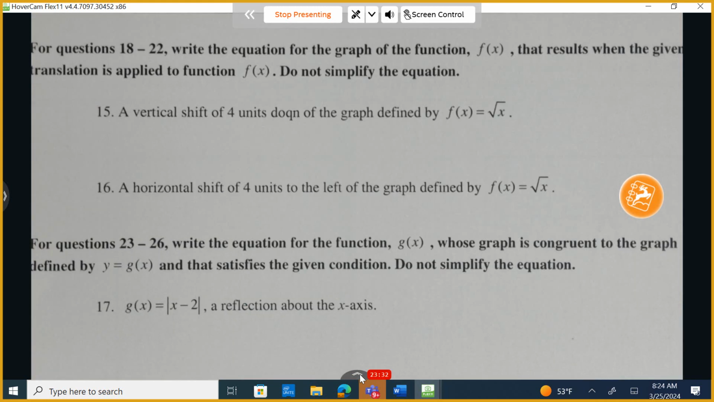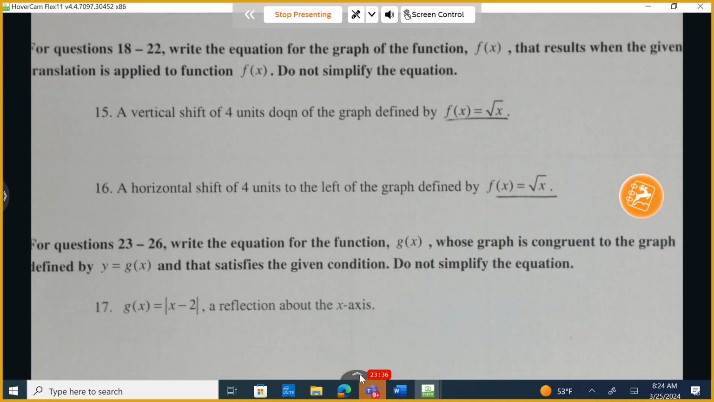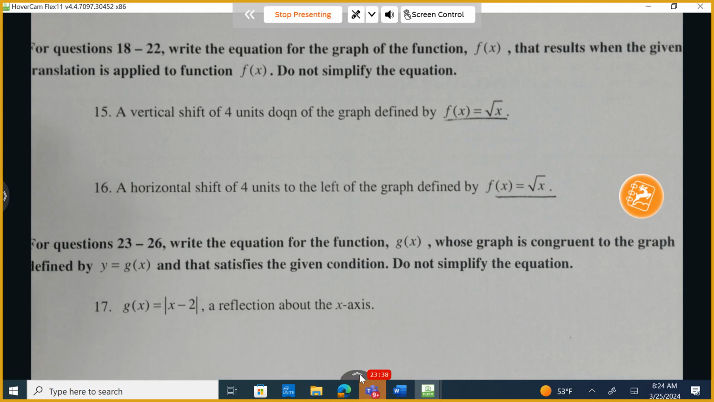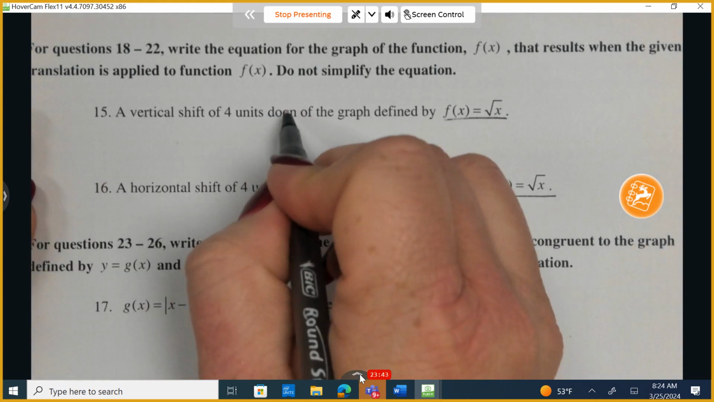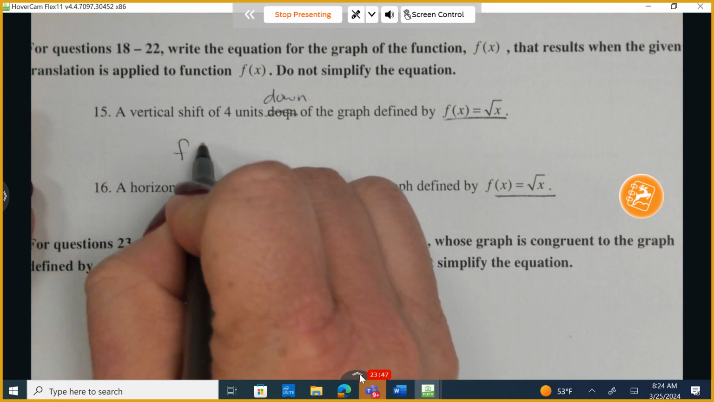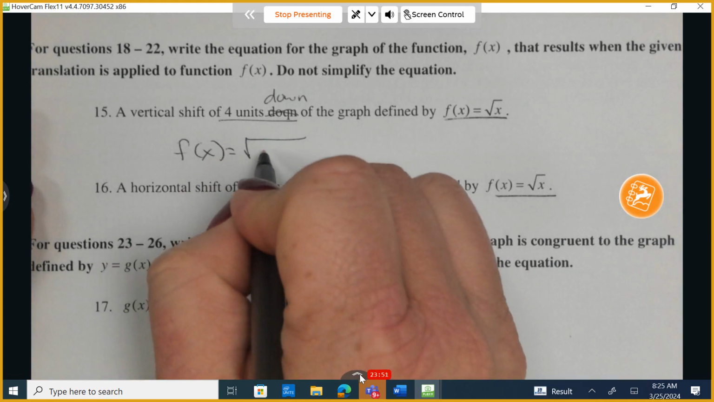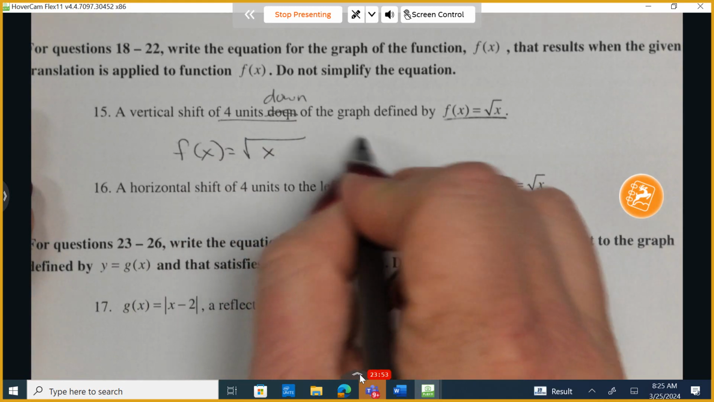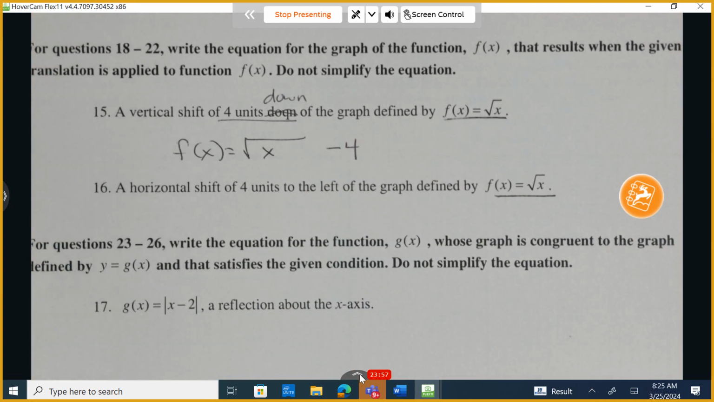All right, so right now we are going to use this parent function that's provided to us, and we're going to rewrite it in a translated form. Sorry, it should have been the word down. When we rewrite this, we're going to take this original function and shift it down 4 units. Remember that any vertical shift goes behind the function, and it's going to be just what you think. So down 4 will be -4. If it was up 4, it would be positive 4.